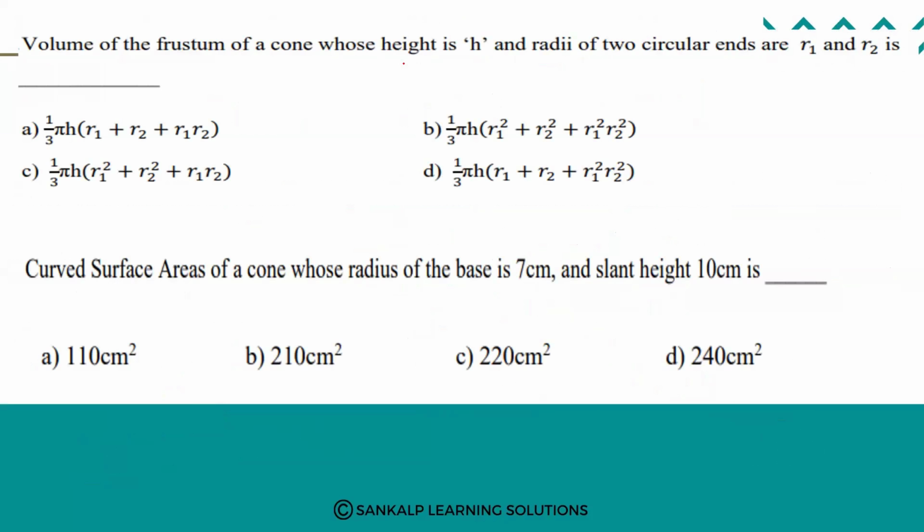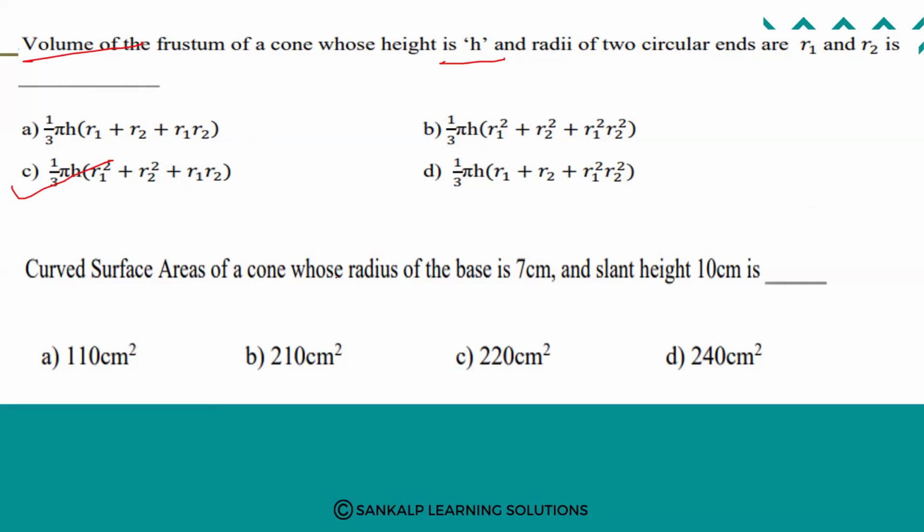Volume of a frustum of cone whose height is h and radii of two circular ends are r1 and r2. So here radii r1 and r2 are given. So which option is right here? 1 by 3 pi h r1 square plus r2 square plus r1 r2. Option C is right.